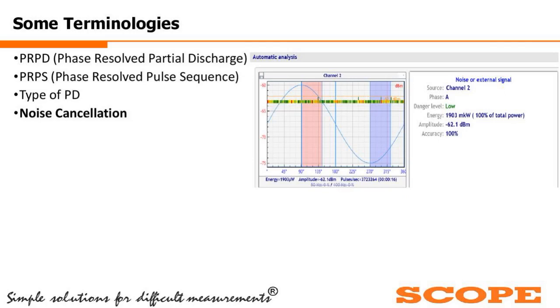Noise cancellation must be available in the system. Otherwise, anytime we go for partial discharge testing, we will be getting lots and lots of noise. So the instrument should be able to identify whether it is external noise or a real partial discharge, as the instrument in this case has identified a noise or external signal.